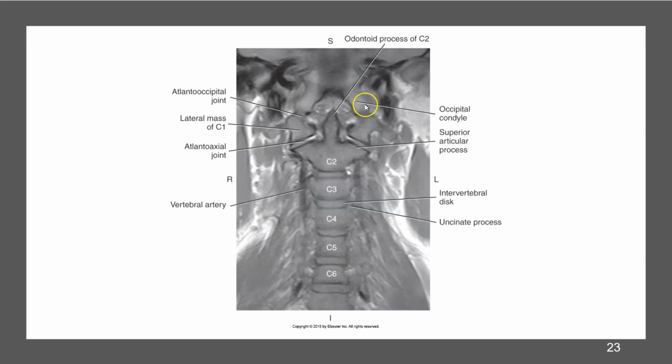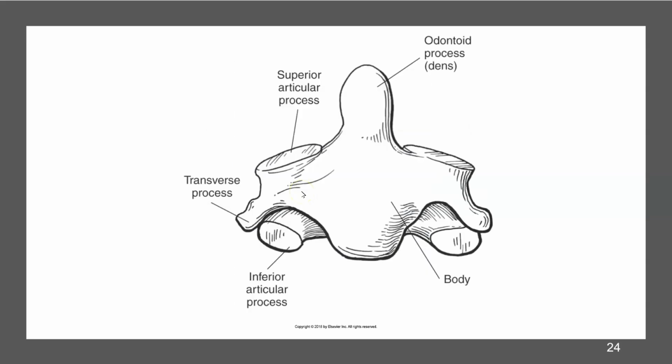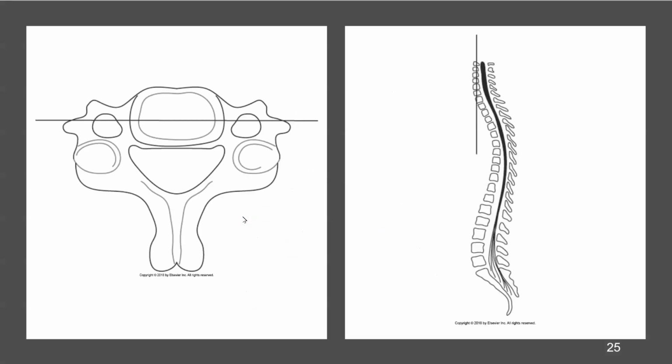So occipital condyle is here. Here's your lateral mass of C1, superior articular process. Here's your intervertebral disc, and they say your uncinate process, but kind of hard to see. Right here is your vertebral artery, right there. Okay, here's your odontoid process or your dens, and we've got your superior articular process on either side. This is your body. This is your inferior articular process and your transverse process.